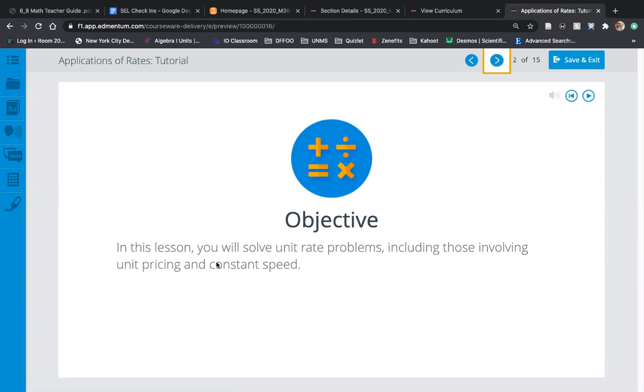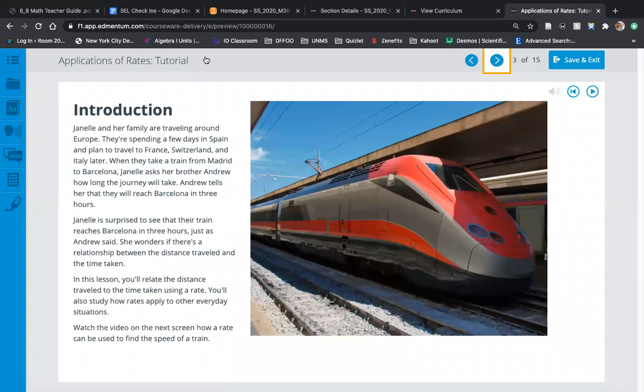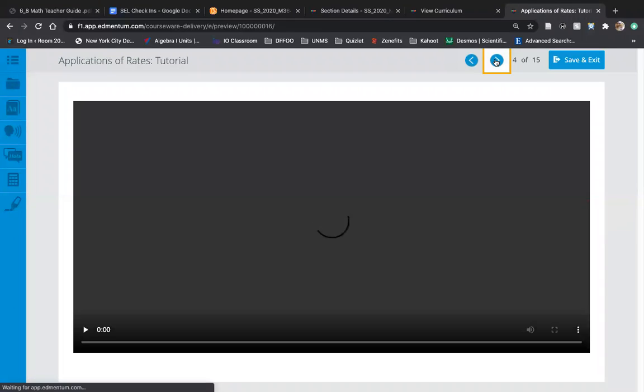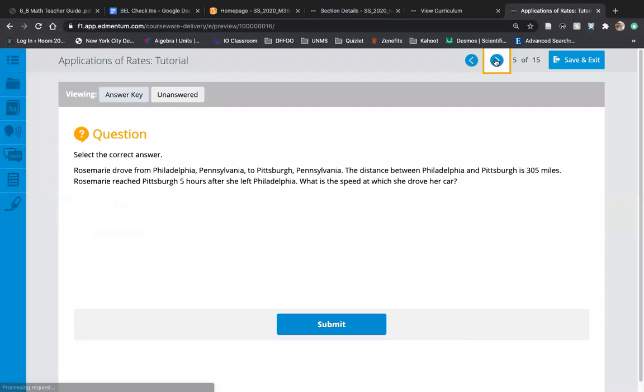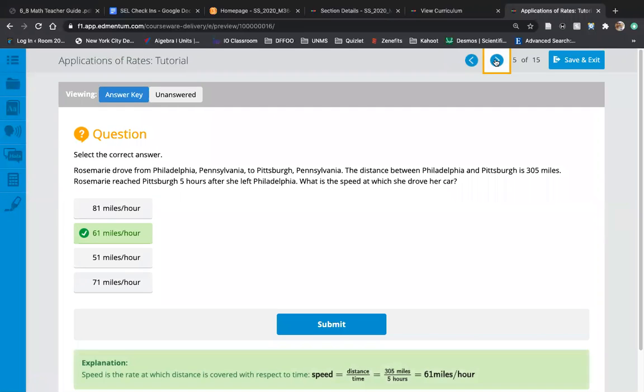So remember, the objective for this lesson was that we're gonna be able to solve unit rate problems, including those involving unit pricing and constant speed, okay? So we saw the example of a train moving from one place to another. We knew how far the train went. We knew how long it took the train to get there. So using those 2 pieces of information, we were able to figure out the speed of the train, right? And remember, the way that you find the speed is you take the distance traveled and you divide the distance by the amount of time that it took.